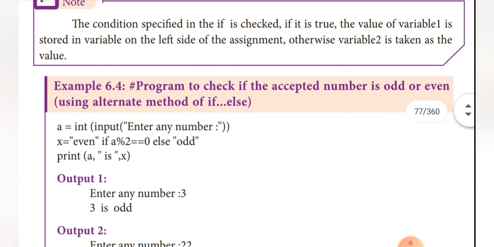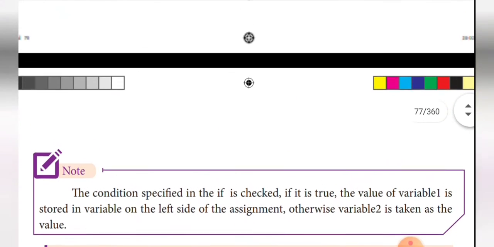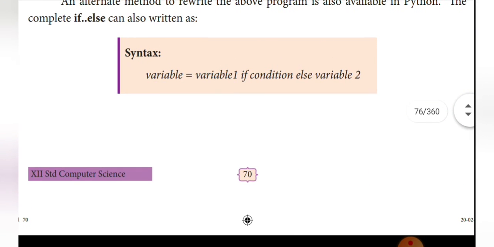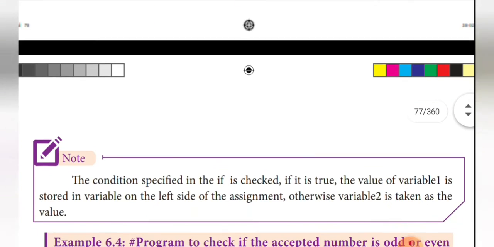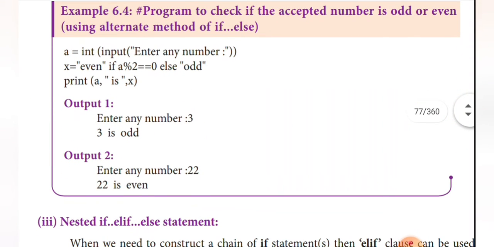So the condition specified in the if is checked. If it is true, the value of variable 1 is stored in the variable on the left side. See this syntax: when the condition is true, it stores the variable 1 value to the variable. When the condition is false, it stores the variable 2 value into the variable. Okay, is it clear?